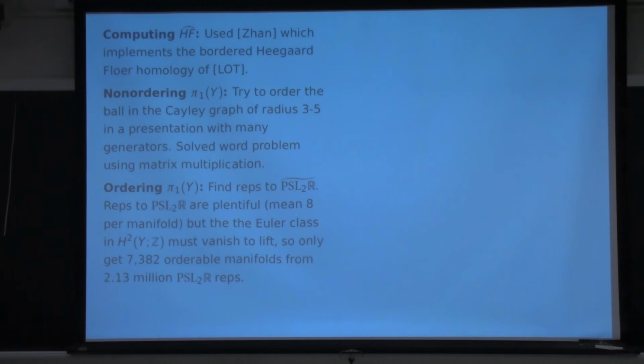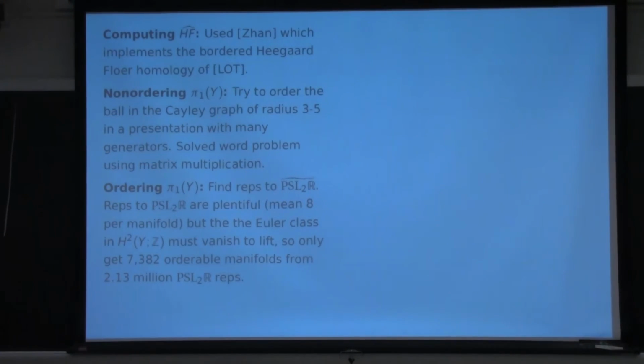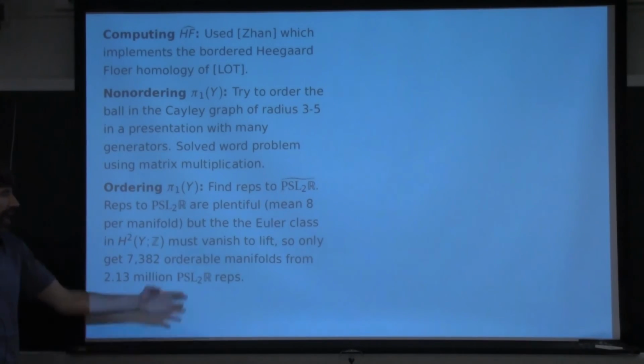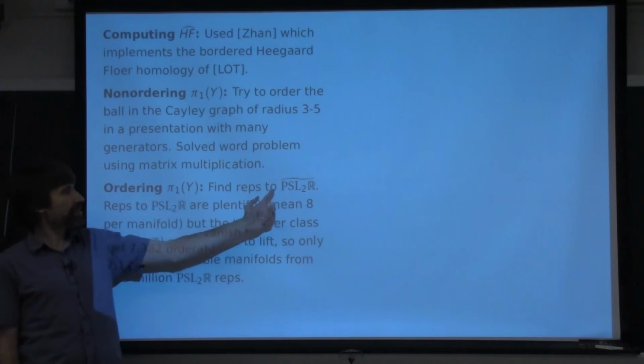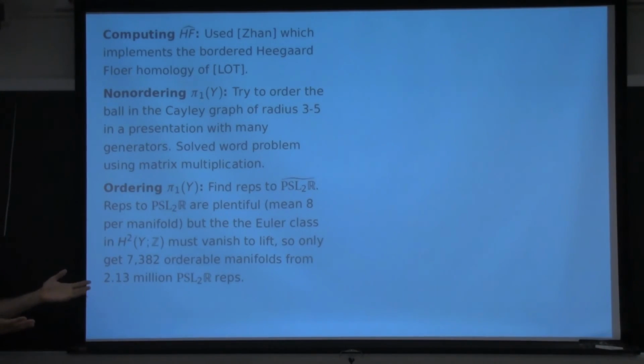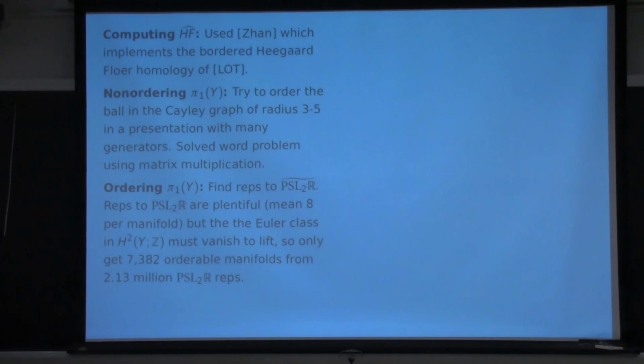To show something's orderable, I basically have two tricks, only one of which I listed here. If you can find a representation to the Lie group PSL2R tilde, the universal cover of the Lie group PSL2R, that acts on the line, basically because the downstairs group PSL2R acts on the circle. So if you can find a representation to this, there's your action on R. That's basically saying you find a representation to PSL2R, of which there were many, about 8 per manifold.